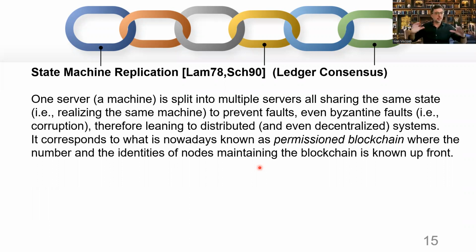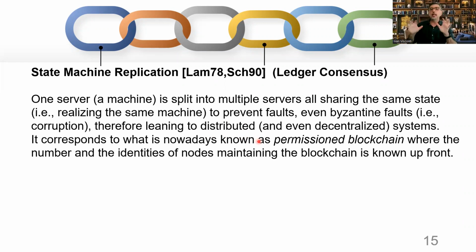So if there's one organization controlling everything, then you have a distributed system. But instead, if the governance is in the hands of several organizations, then in this case, we call it a decentralized system because there is no central organization in power. So this state machine replication is what corresponds nowadays to a permissioned blockchain, okay?